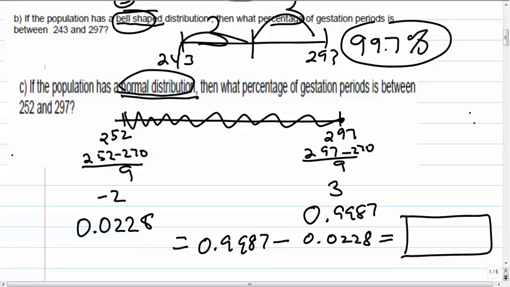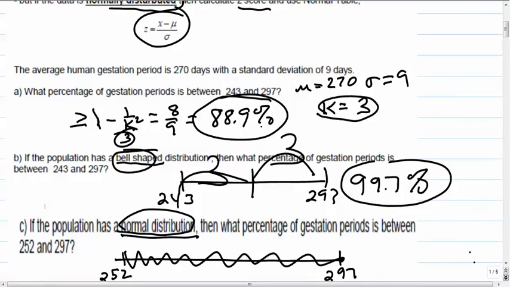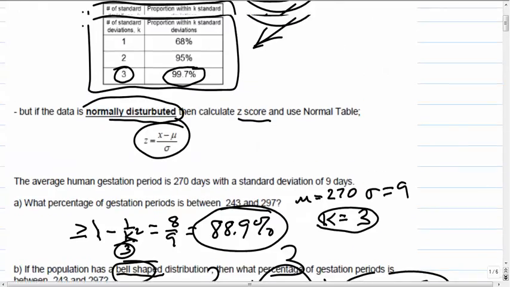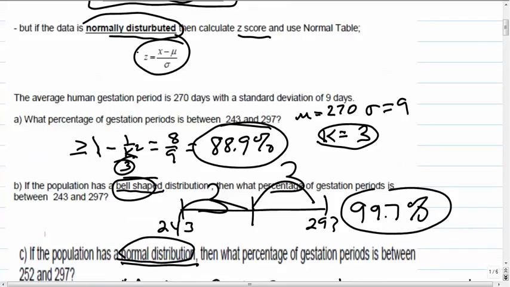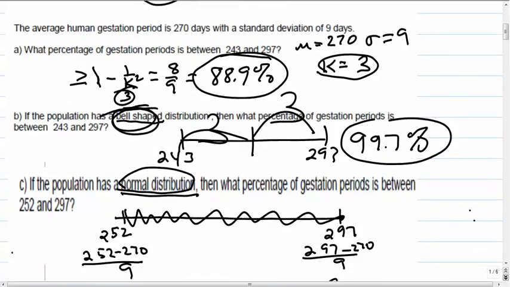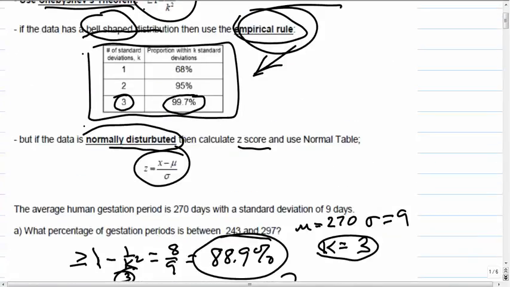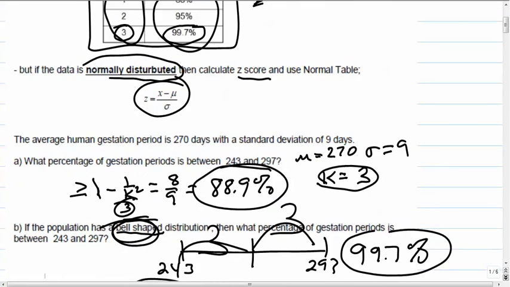So again, just to review quickly, we have 3 scenarios here. 1, we're trying to find a percentage of data between two numbers. If we're only told about the mean and the standard deviation, we're forced into using Chebyshev's formula. We have to figure out K. If we're told it's bell-shaped, we just have to figure out how many standard deviations go away from the mean. And if it's one of these 3 numbers, we have our answer right there.